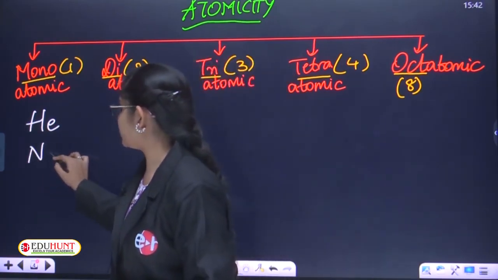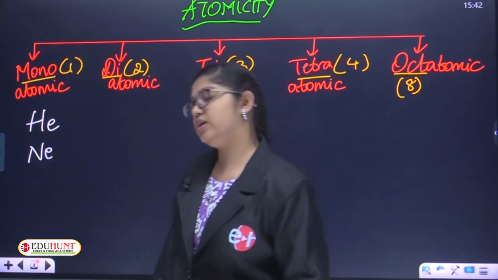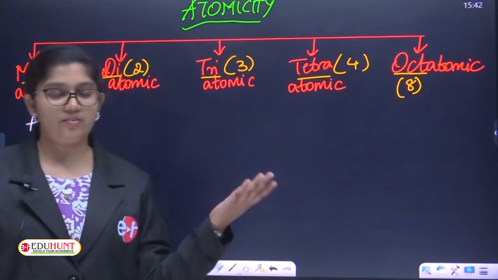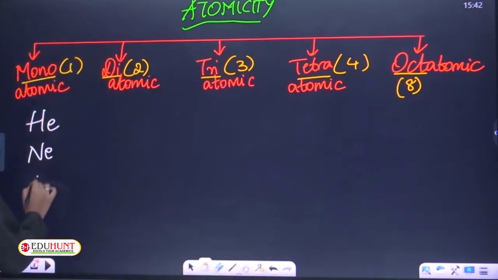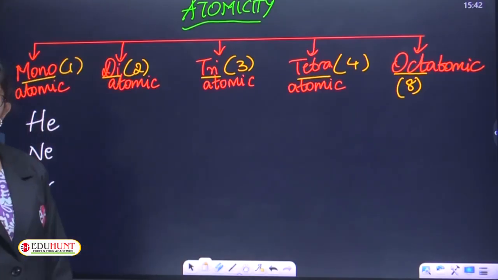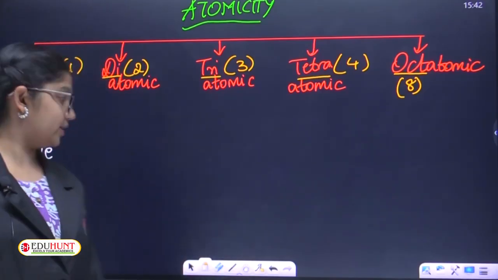They're inert gases, chemically inert. You can write helium, neon, argon, krypton, all that. All these are monoatomic.